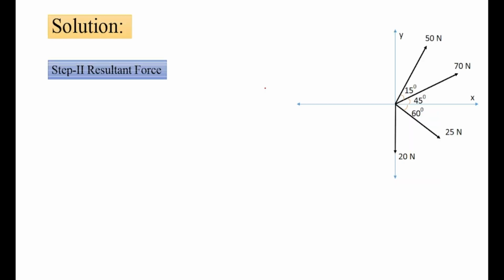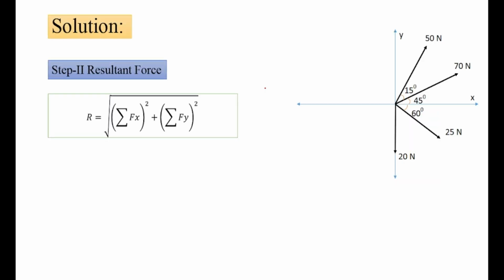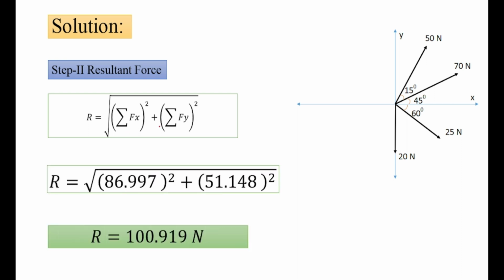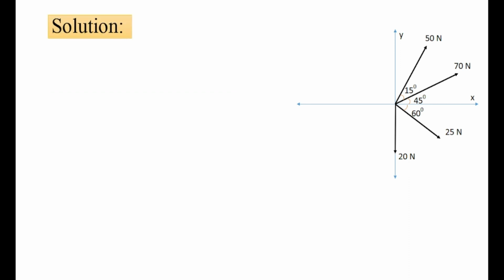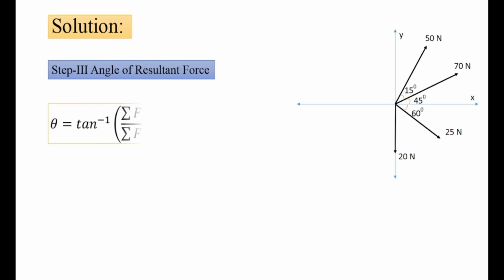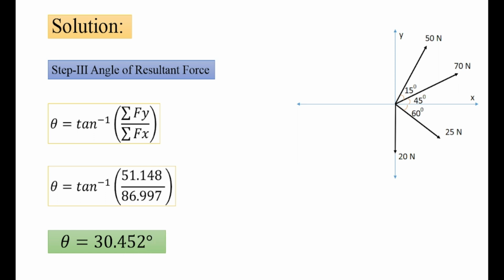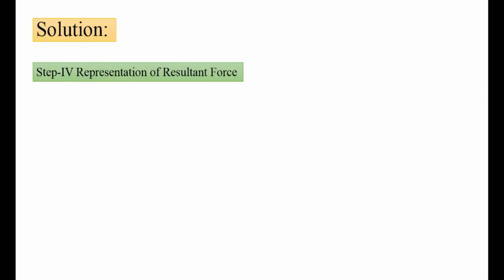Now we'll find out the resultant. Remaining process is as it is. R is equal to square root of summation of fx square plus summation of fy square. So we can find out the resultant easily by following this step. The next is angle of the resultant. It can be calculated by the formula tan inverse of summation of fy divided by summation of fx. So the answer is 30.452, and at the end we will represent the resultant.